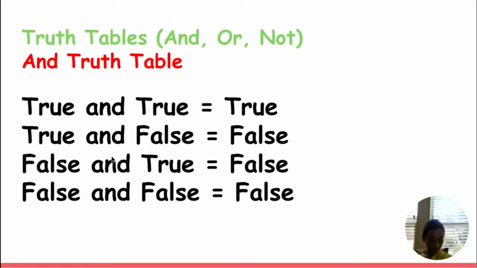Truth table. And, or, and not. See, true and true: when one Boolean is true and another one is true, then it's true. True and false equals false. False and true is false. And false and false, false.